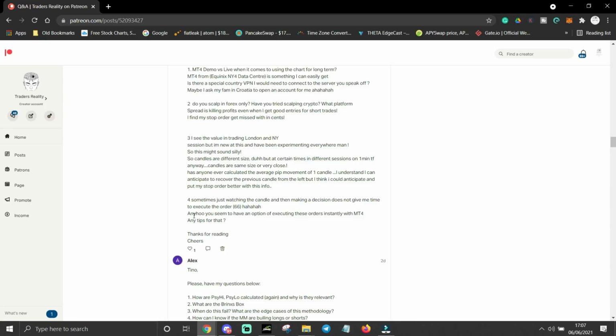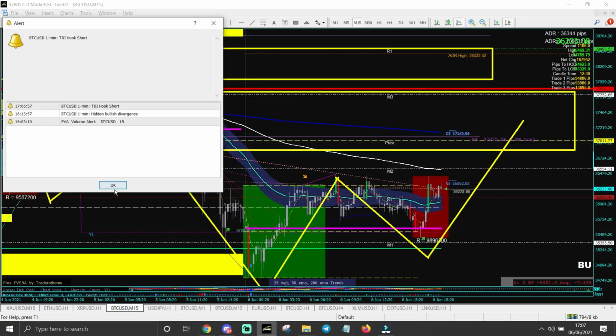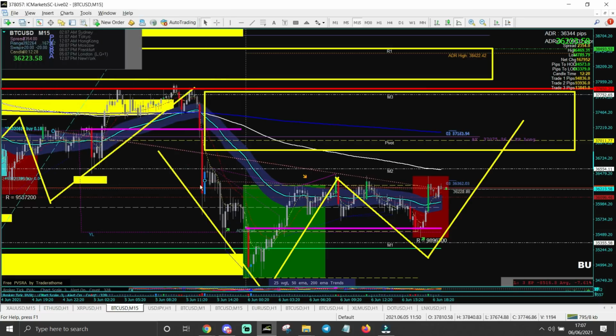Okay? Sometimes watching candle and making a decision does not give me time to execute the order. Anywho, you seem to have an option of executing these orders instantly with MT4. Any tips for that? Yeah, MT4 itself is flawless. The speed that I can open trades is brilliant. The speed that I can close trades is brilliant. Okay? For example, here, look at this. If I take this order here.